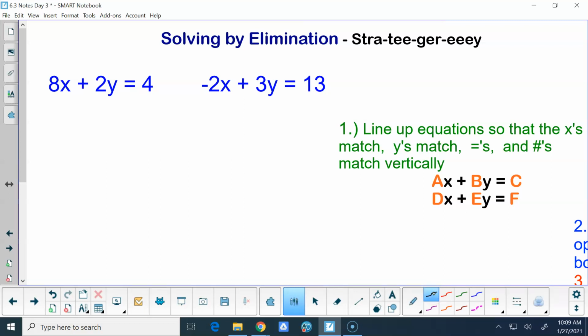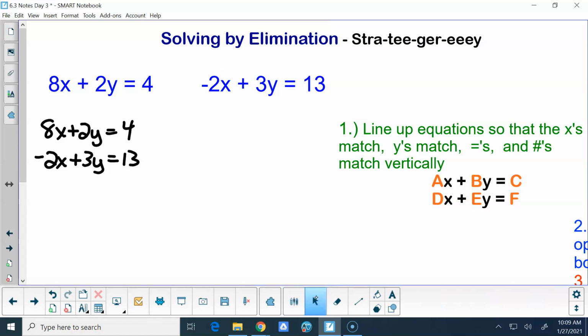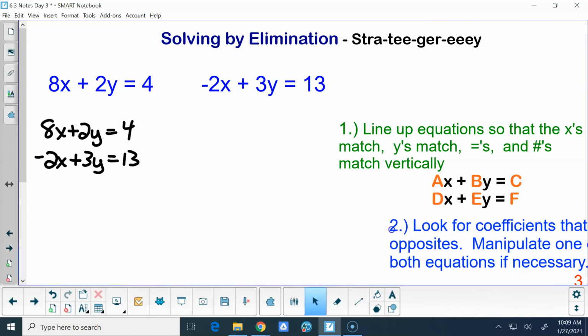So basically, you would take 8x plus 2y equals 4, and then right underneath it, you would write negative 2x plus 3y equals 13. We want to line things up vertically, not horizontally. Okay? So that's first.